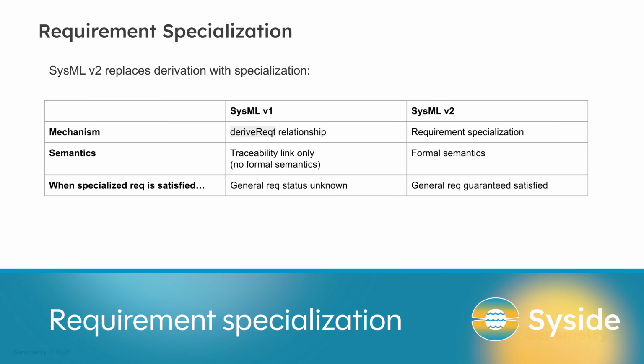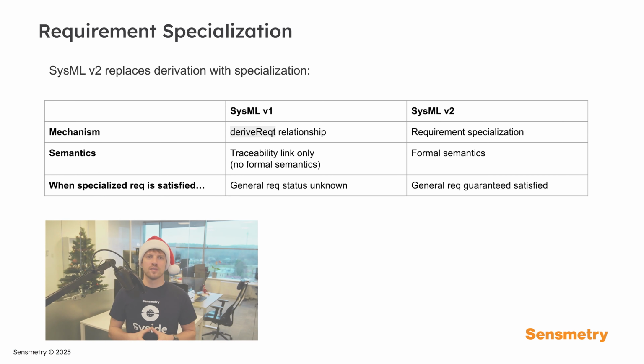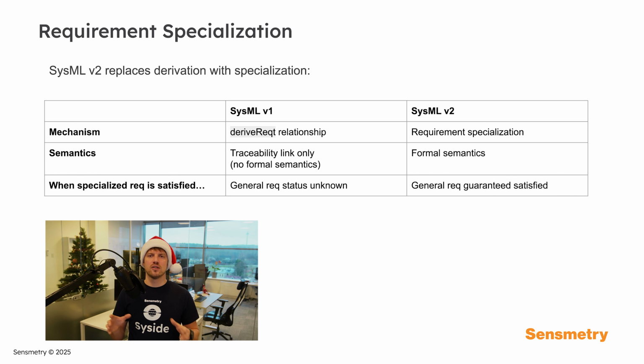Once we have high-level requirements in the problem space, we move to the solution space. We decompose our system into subsystems, and our requirements need to follow. High-level requirements become specific ones tied to each subsystem. In SysML v1, the typical approach was the derive requirement relationship. But in SysML v2, we have something better: requirement specialization.